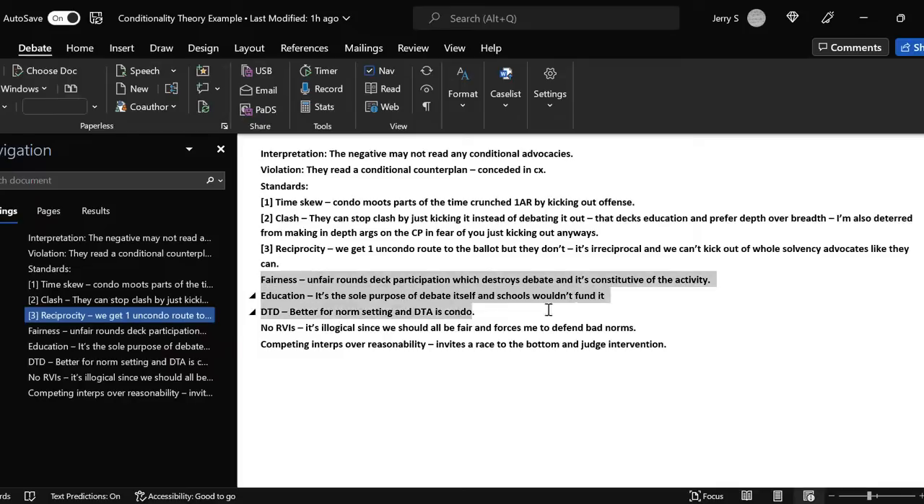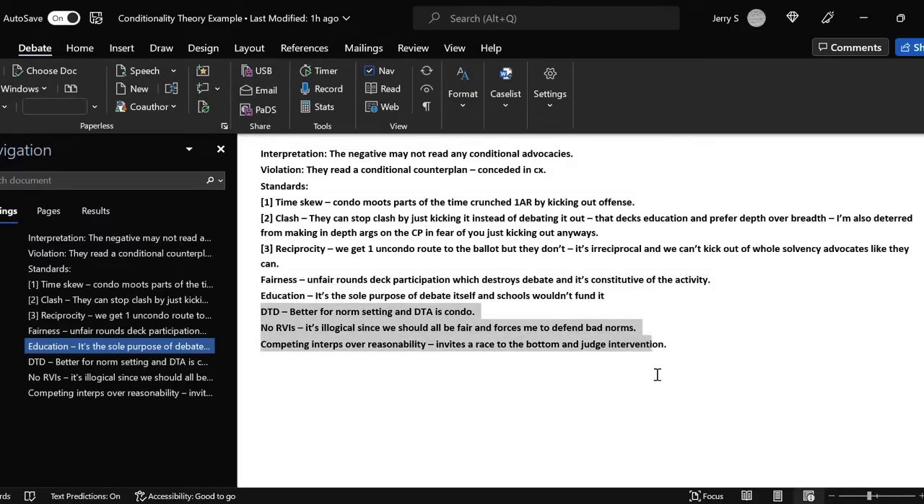Next, we have the voters, which are fairness and education. Fairness, we can see a justification: unfair rounds deck participation, which destroys debate and is constitutive of the activity. Like we discussed earlier, we see the participation and constitutivity argument for fairness. Education, we see those two arguments we talked about earlier as well, that education is the sole purpose of debate and that schools would not fund it if it wasn't educational.